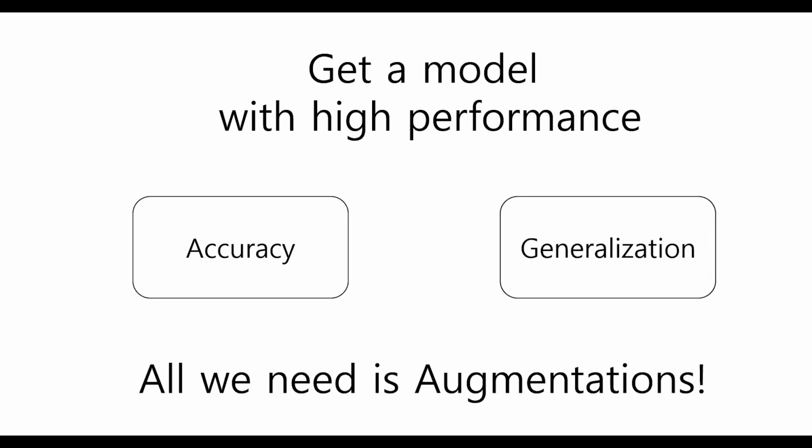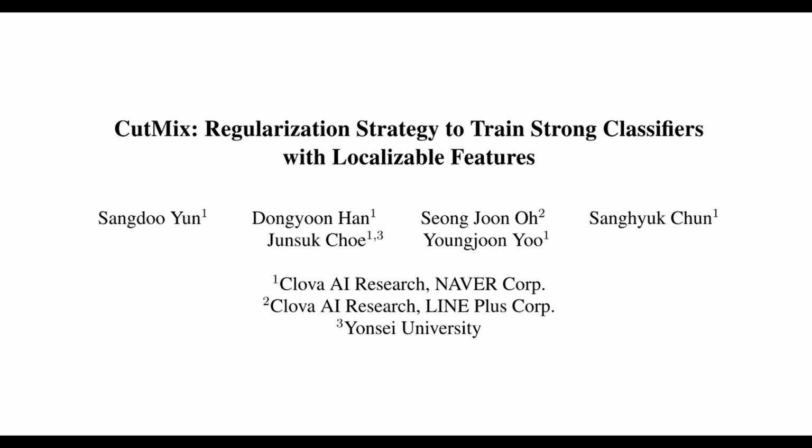The solution for this is augmentation. All we need is augmentations. With augmentation, we can improve the performance of the model. In other words, the model is robust to unforeseen data, which is different from the training data. Many approaches have been suggested. In this video, I will introduce Cutmix and how to use Cutmix with an example.